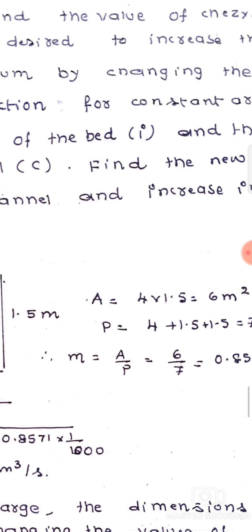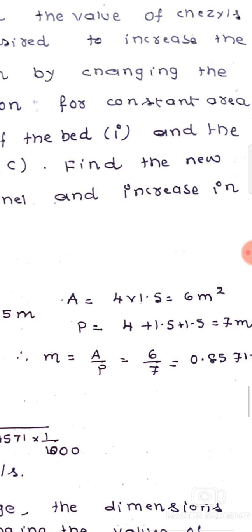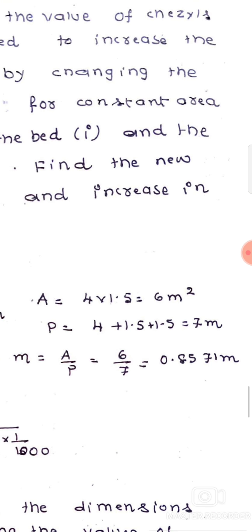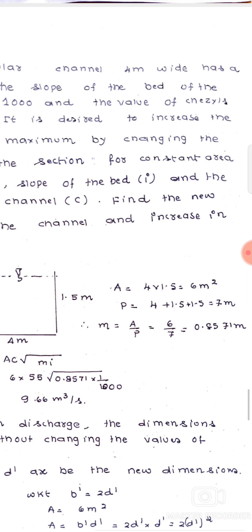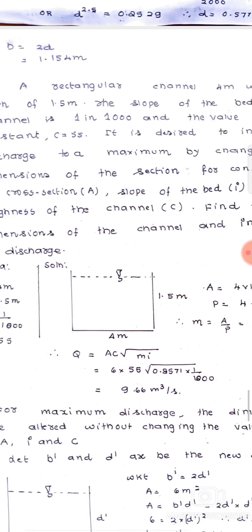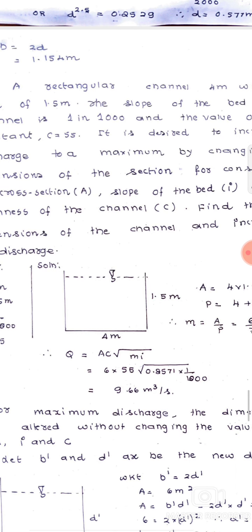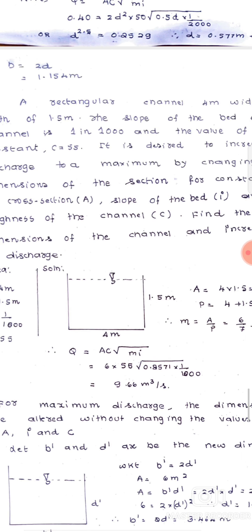Area is B into D, that is 4 into 1.5, which is 6 meters square. Perimeter is B plus 2D, that is P is equal to 4 plus 1.5 plus 1.5, which gives 7 meter. Then M is equal to A by P, that is 6 by 7, 0.8571 meters. Then the discharge equation, Q is equal to AC into square root of MI. Area is 6 meters square, C is 55, then square root of M, which we calculated as 0.8571, into 1 by 1000. You will get a discharge of 9.66 meter cube per second. This is only for the first case.